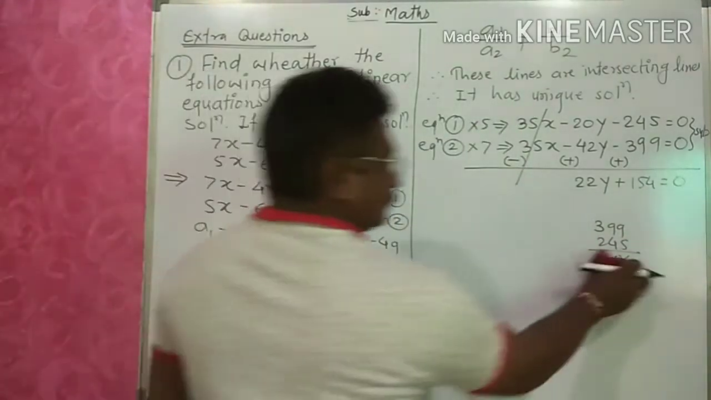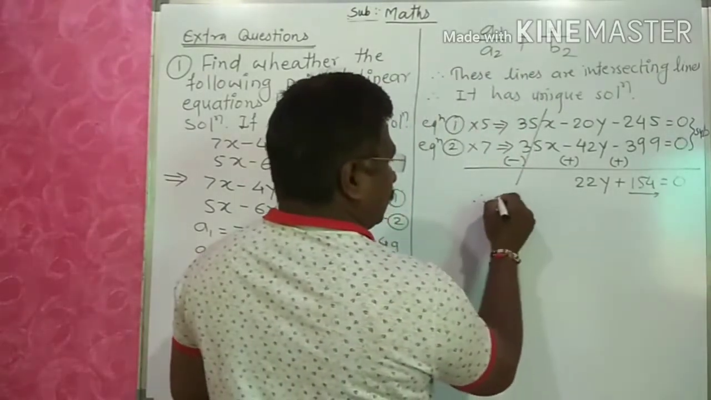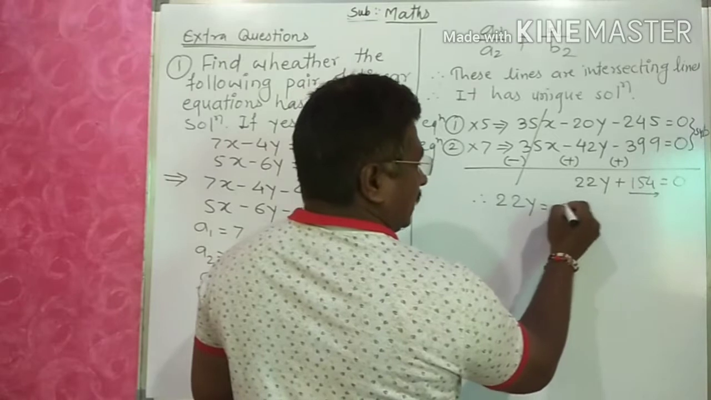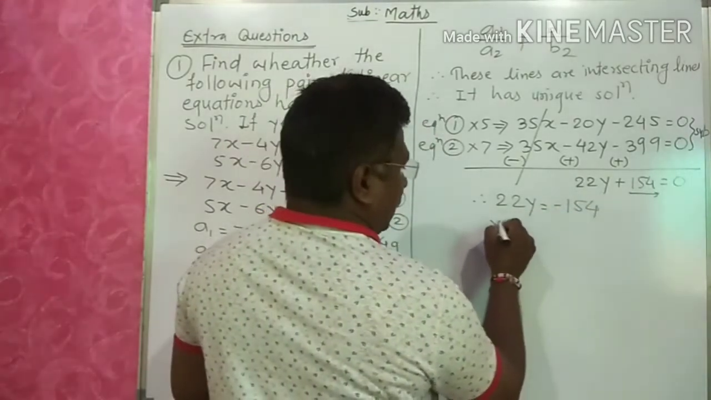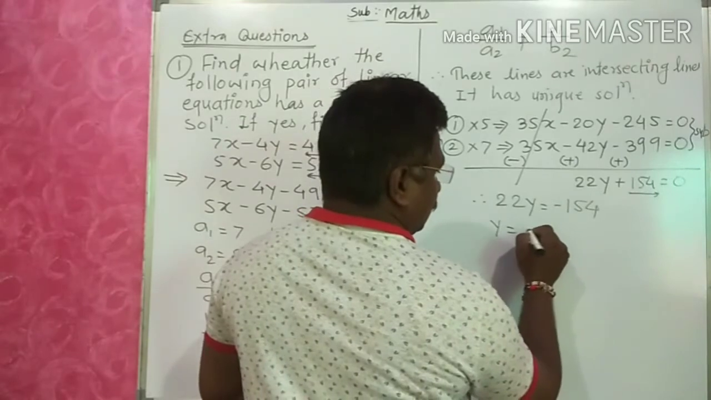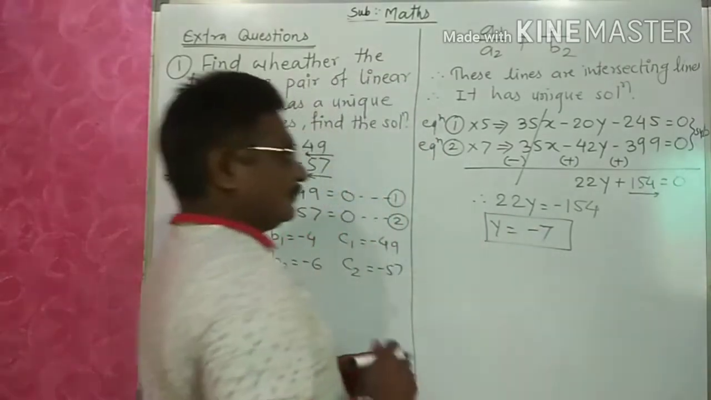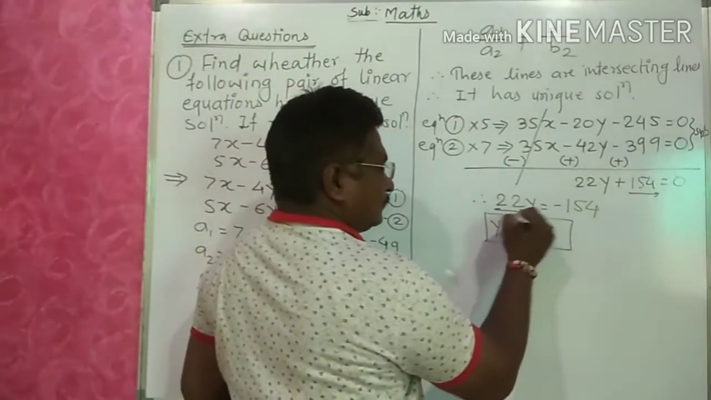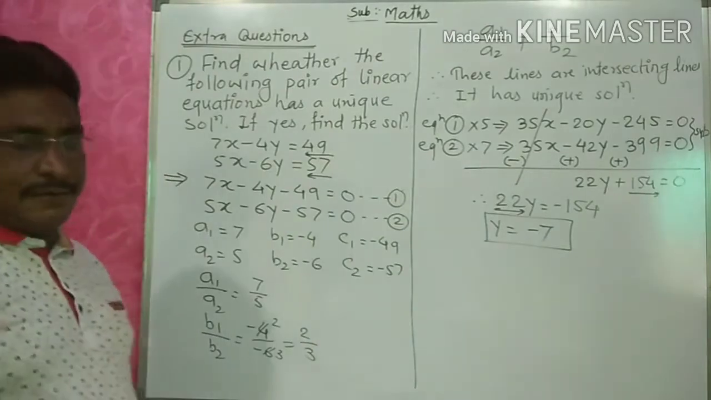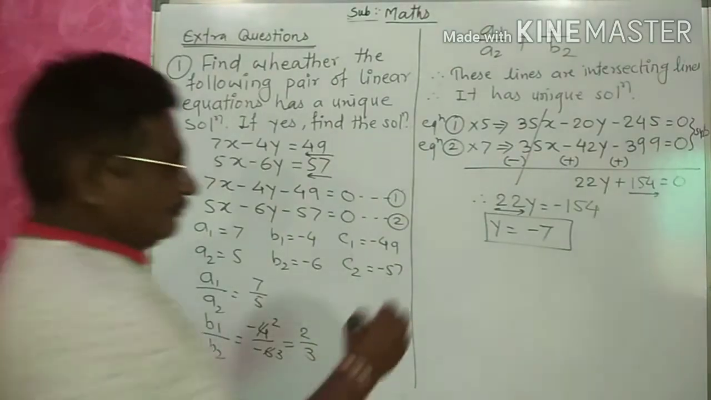Now transfer this. So therefore 22y equals to minus 154. So y equals to what will we get? Transfer 22 to that side. Divide it. So what will we get? 7. So y we got is minus 7.